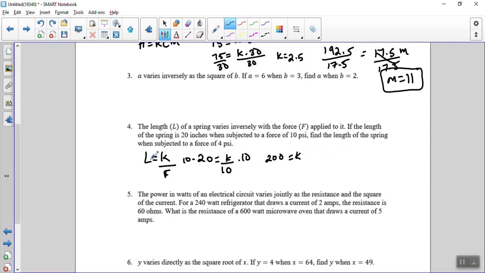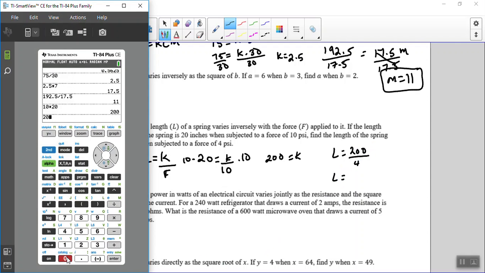And now I can do the rest of the problem. It says find the length L when K is equal to 200. We found that, over the force, which is 4. So L is equal to 200 over 4, which is 50.